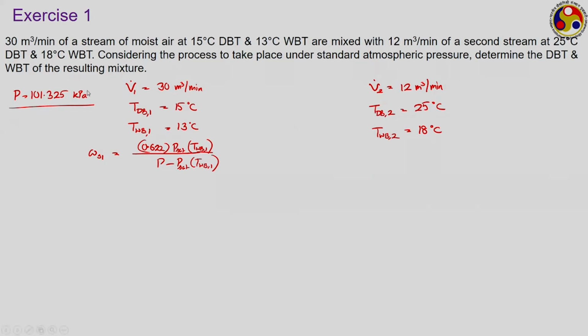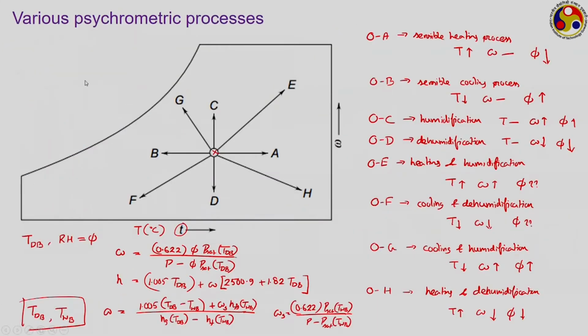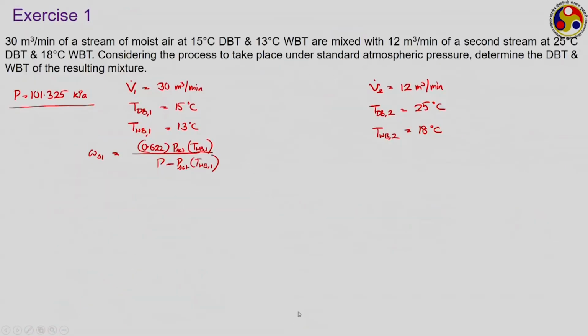So, once we have omega S1, you can just check this particular relation. From there we can get the final value of omega. So, using the information about omega S1 and the enthalpy values corresponding to the dry bulb and wet bulb temperature, you have the value of omega 1, which in this case will be coming as 0.0084 kg per kg of dry air.